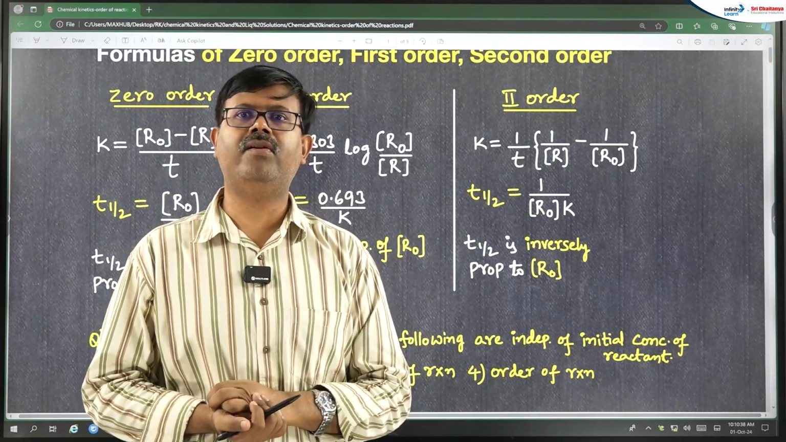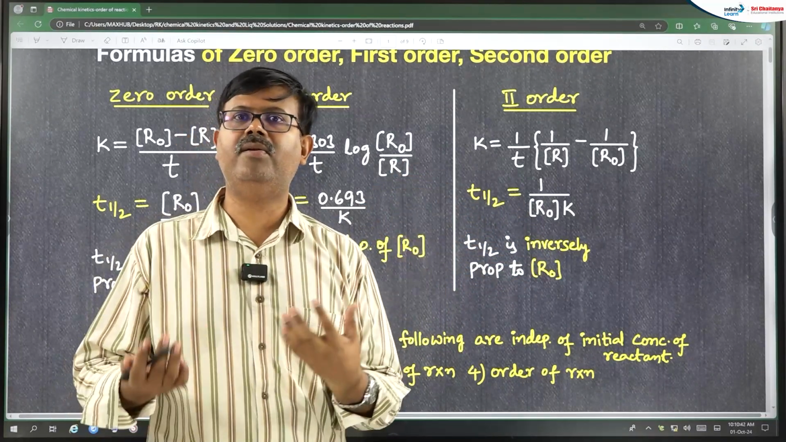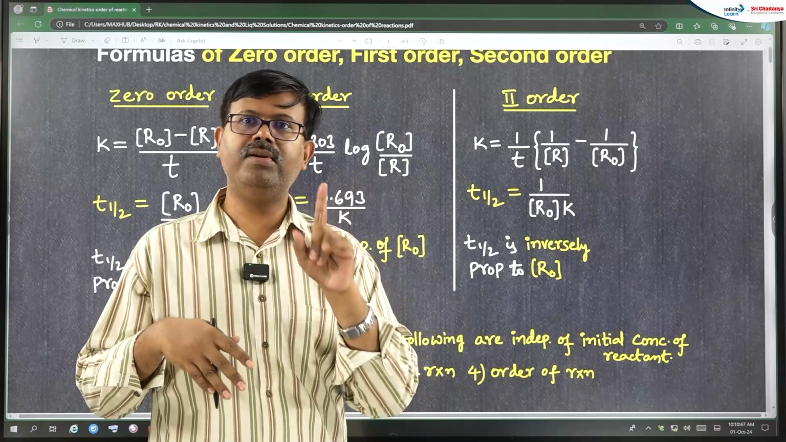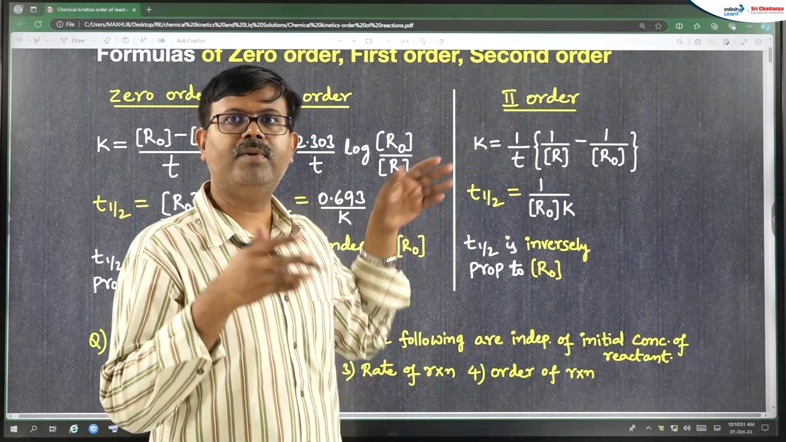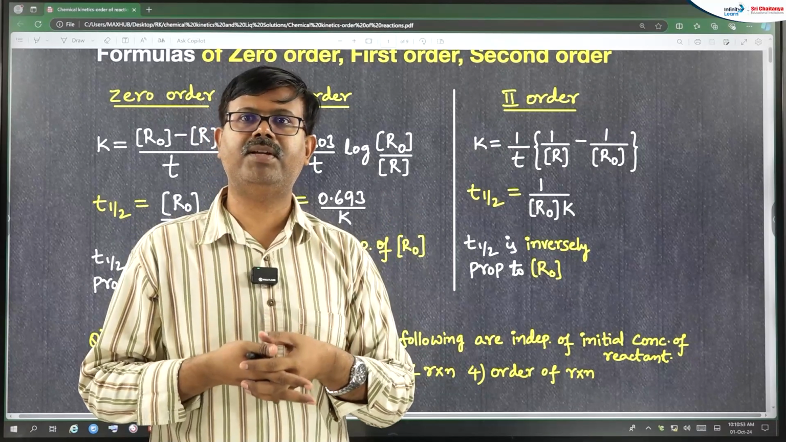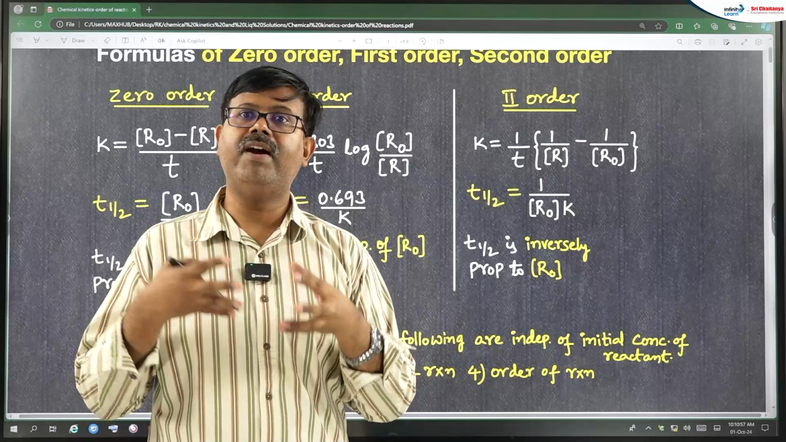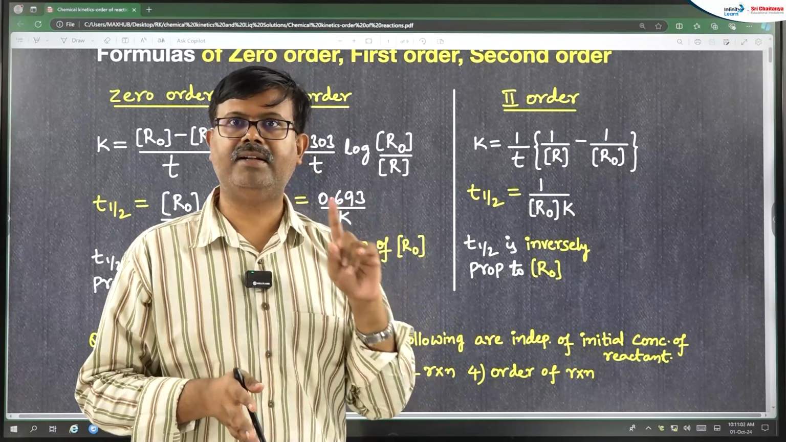Sometimes students wrongly take, inside the logarithm in the denominator, how much reactant has reacted. No, don't take how much reactant reacted. The numerator is how much initial reactant substance there was. The denominator is the final reactant remaining at time T, not reacted. Keep that in mind.